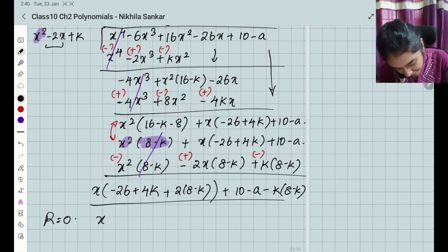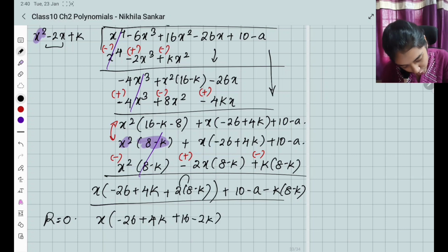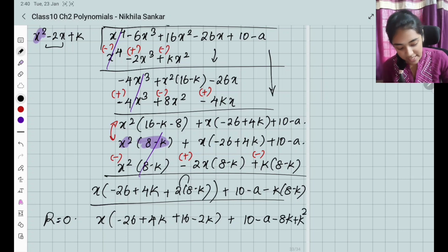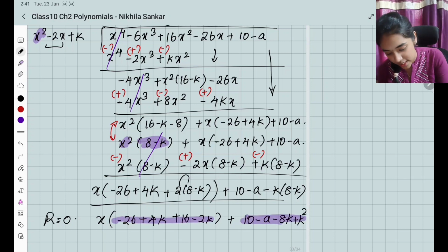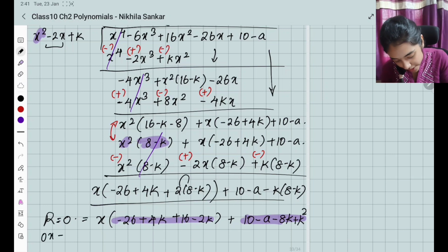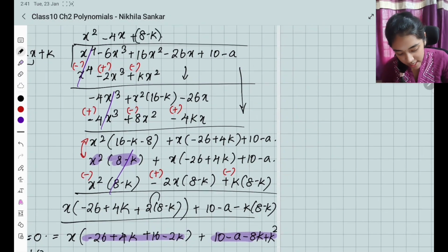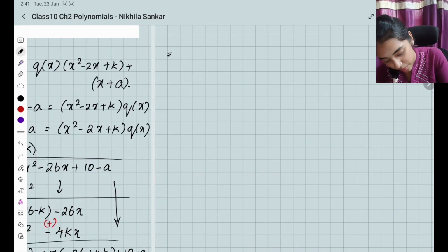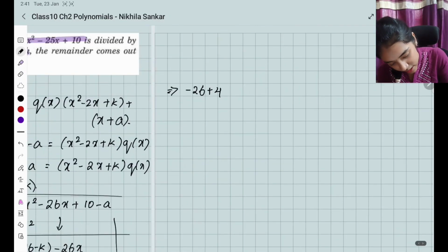So if I simplify the remainder, I have x into 26 plus 4k. இதை உள்ள multiply பண்ணா I have plus 16 minus 2k. Then plus இங்க என்ன இருக்கு 10 minus a minus 8k plus k square. So this is going to be our remainder. இப்போ இதை 0 க்கு equate பண்ணா I see that the x coefficient is also a 0 and the constant is also a 0, correct? So this is equal to 0 na, we have 0x plus 0. If I equate the coefficients, I'll have minus 26 plus 4k plus 16 minus 2k equals 0.